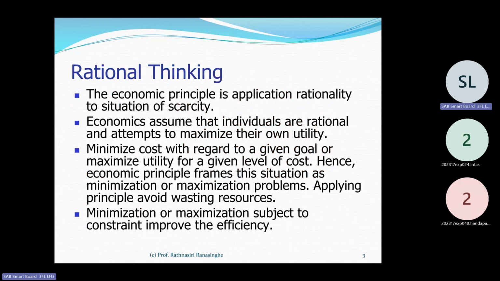Then we talk about another thing. Even in microeconomics, we talk about rational thinking. What does it mean? The economic man, the rational man. We assume that people behave rationally. Even in the demand curve, certain assumptions are there. The universe is rational, and it is a competitive market. That is the assumption.